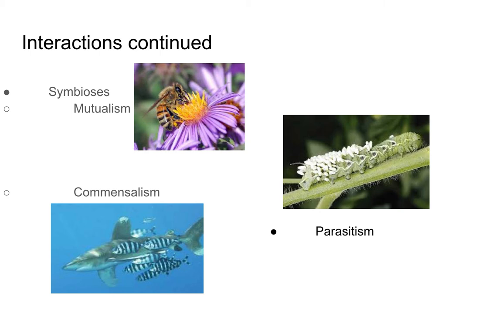Now, the difference between parasitism and prey, with prey, the predator sets out to kill and eat that organism for food. With parasitism, the parasite is living off of its host, but the goal is not to kill the host because that's a little counterintuitive. Now I've got to find a new host.